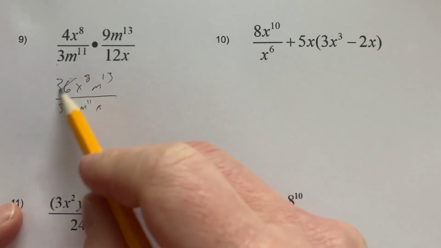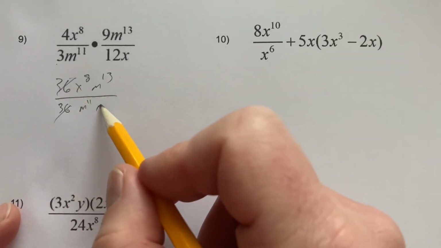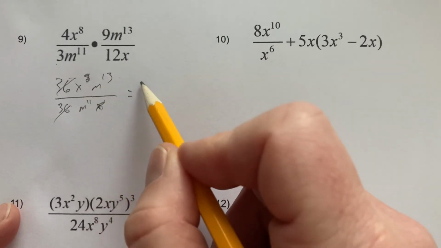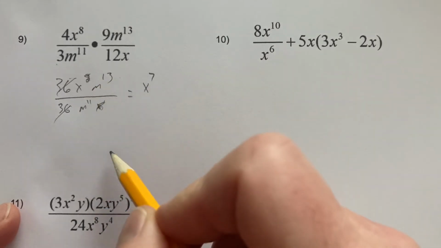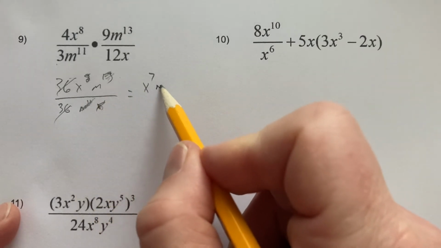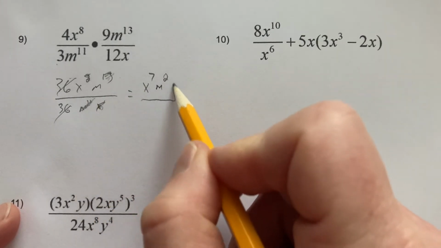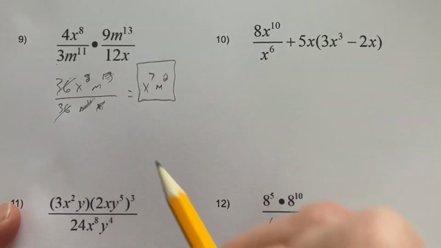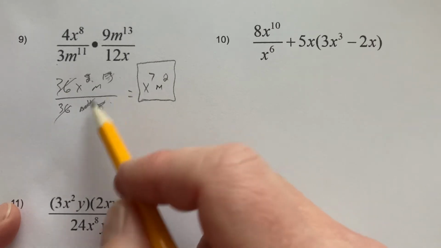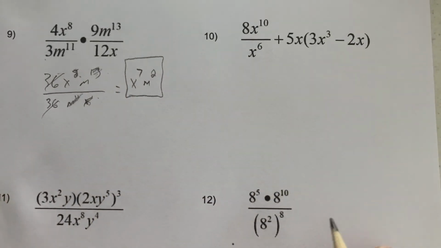All right, 36 goes away. I got 1 x on the bottom. That 1 x will cancel one of these x's and leave us with 7 x's up top. And these 11 m's will cancel 11 of these and leave us with 2 m's on top. And so we end up with x to the 7th over m squared. Or like we said, we can go 8 minus 1, 13 minus 11, follow the rule that way.